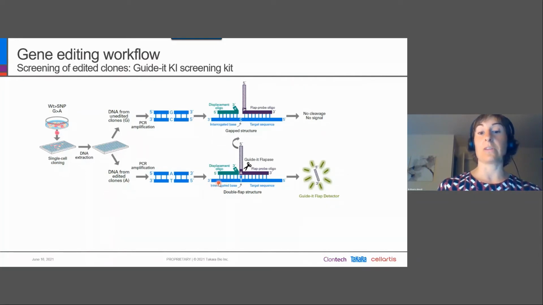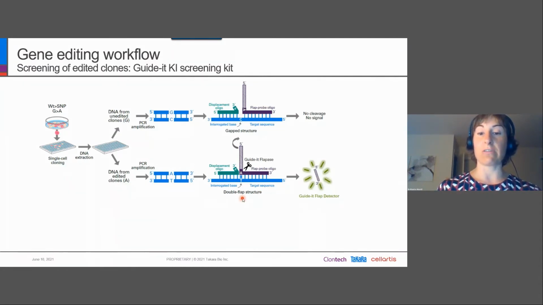One of these probes is called the displacement oligo. It hybridizes with a specific Tm 5' of your specific SNP and has an extra base on the 3'. The other probe is called the flap probe oligo and contains two sequences. One, in the 5', is a fixed sequence, which we provide to you. Then it encodes the SNP sequence and hybridizes on the 3'. After full hybridization, you will have what is called a double flap structure.